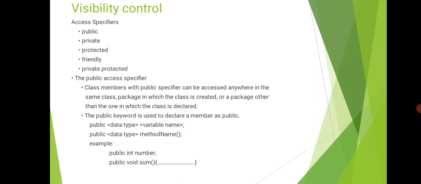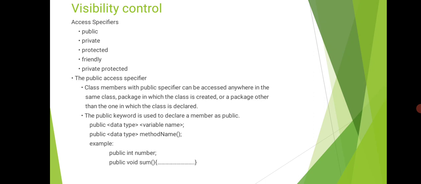Then this public keyword is used to declare a member as public, that is, public data type variable name, public data type method name and body of the method. Okay, example: public int number is a public type access specifier.